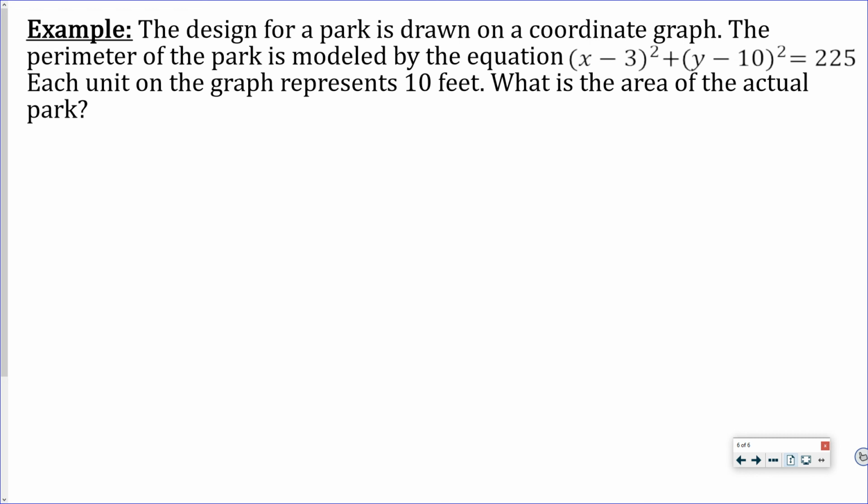Thank you. Okay. The design for a park is drawn on a coordinate graph. The perimeter of the park is modeled by this equation. That's the equation that would form my circle. Each unit on the graph represents 10 feet. What is the actual area of the park? All right, so we're given the equation of the circle. I'm just going to rewrite it here.